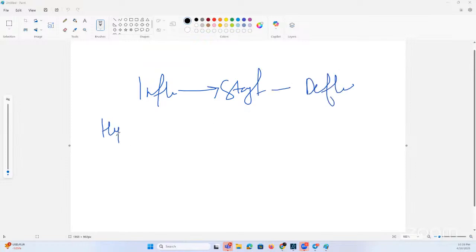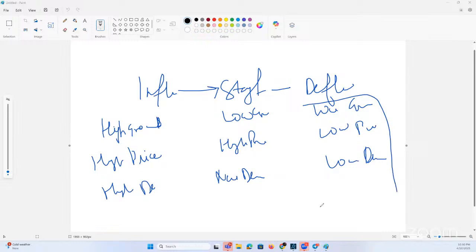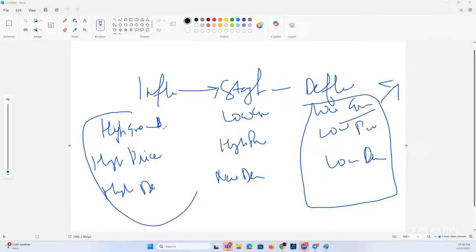Inflation is high growth, high prices. Stagflation, low growth, high prices. And here is high demand as well. Here it's like neutral demand. Deflation, low growth, low prices, low demand. This is much, much more difficult to tackle than this thing.